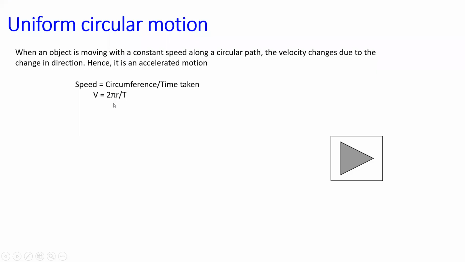Then you can calculate the velocity with which the object is moving. Velocity is the rate of change of displacement, so velocity is equal to displacement by time. Here, as it travels a circular path, the displacement will be the circumference of the circle. The circumference of the circle is given by 2 pi r, where r is the radius. So velocity v is equal to 2 pi r by capital T.